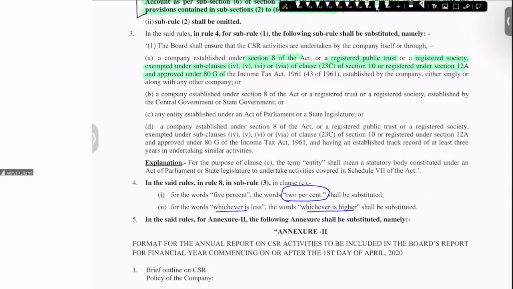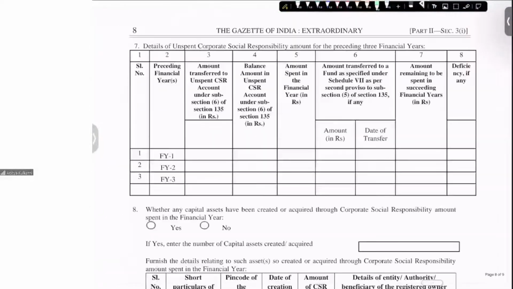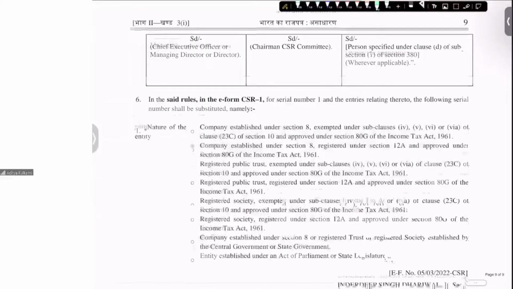So the income tax entities have also come in. That is societies under 10(23C), 4, 5, 6 and 6A. Okay, so all these are also included. A company established under section 8, a registered public trust or a society, exempted under subclauses 4, 5, 6, 6A of clause 23C of section 10, and registered under section 12A, approved under section 80G. So all these are also included. Earlier this was not there. These are just the forms for the purposes of reporting.